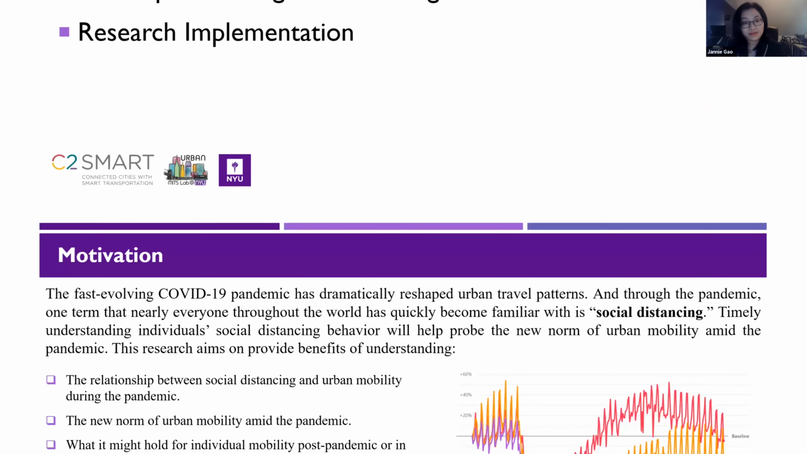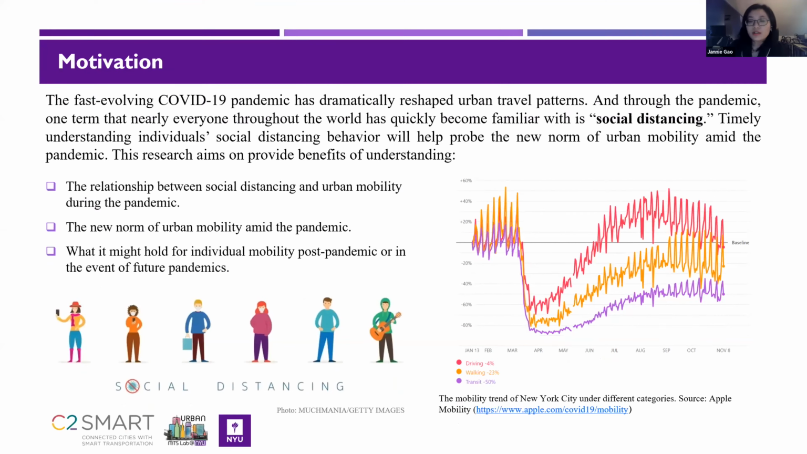Next slide, please. There's one term that people have quickly become familiar with, called social distancing, from the start of the pandemic. And one thing that people started to realize is that understanding the relationship between social distancing and urban mobility is really crucial during the pandemic. We also want to understand what the new normal of urban mobility will look like amid the pandemic. Next slide, please.